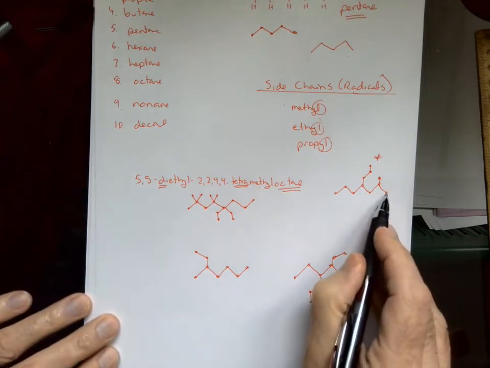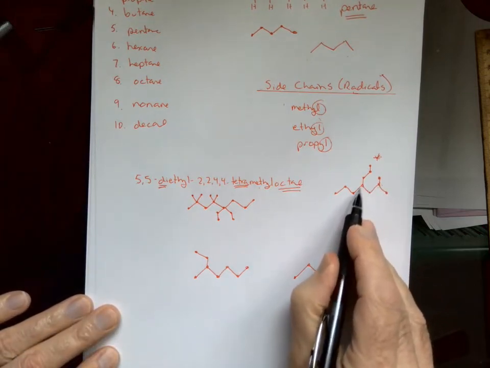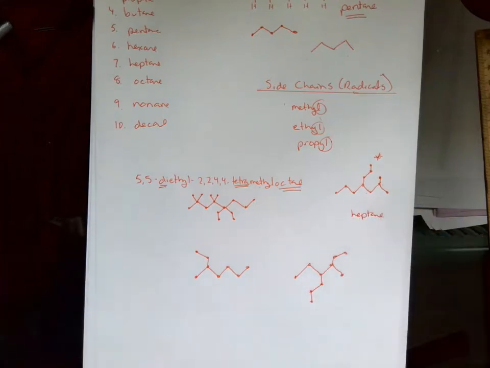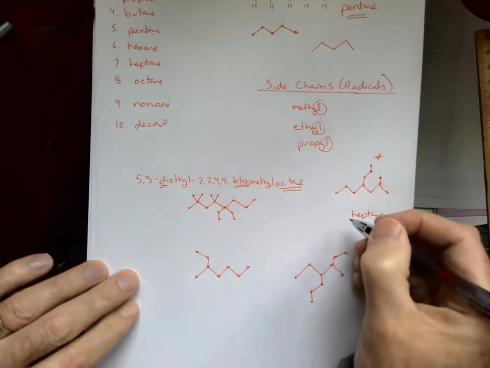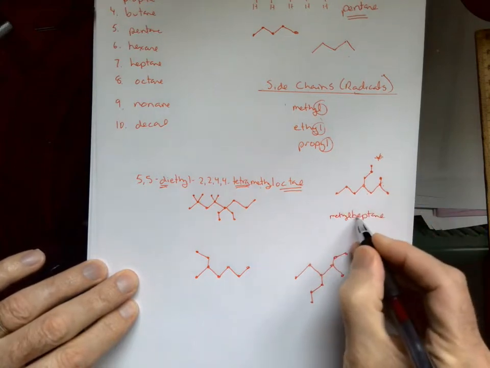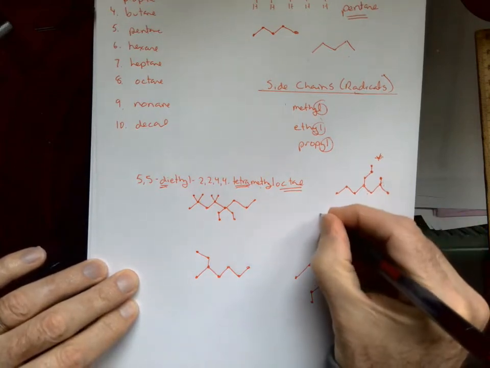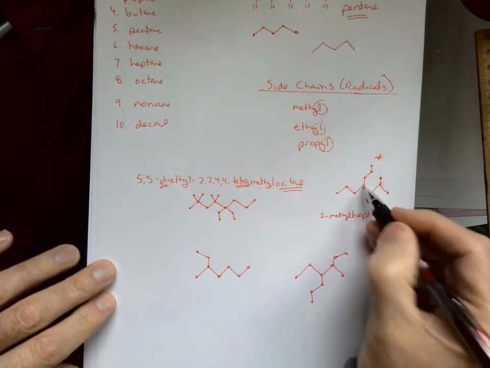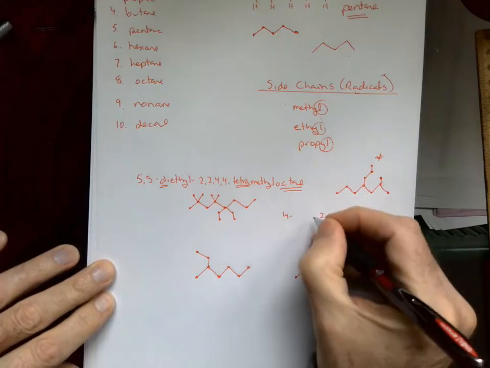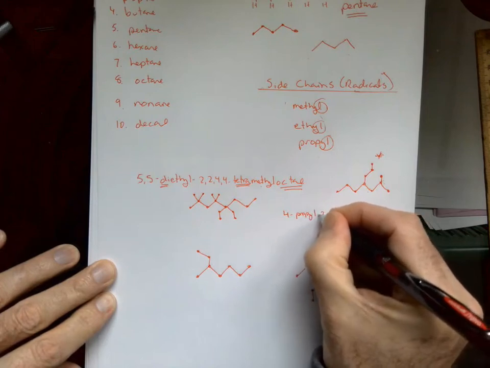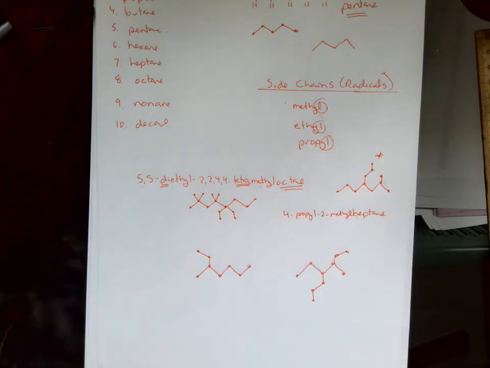So first things first, get your longest chain. 1, 2, 3, 4, 5, 6, 7. So this is heptane. Next thing, find your side chains. There's a methyl. It's on the 2nd carbon. Remember, don't leave any spaces. Blur things together. It is on the 2nd carbon. Then on the 4th carbon, there is a 1, 2, 3.